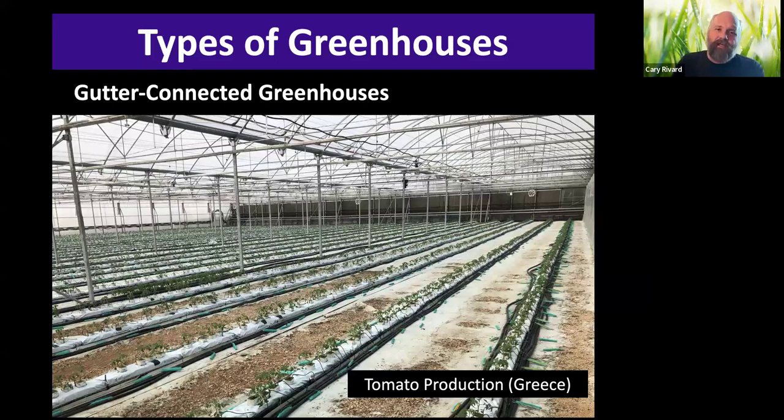We also have gutter connected greenhouses, and we're going to see some more pictures of those today. That's essentially what happens when we take multiple bays of greenhouses and connect them together into one very large air mass or thermal mass. Obviously, that has a lot of benefits in itself, but it has some drawbacks as well.